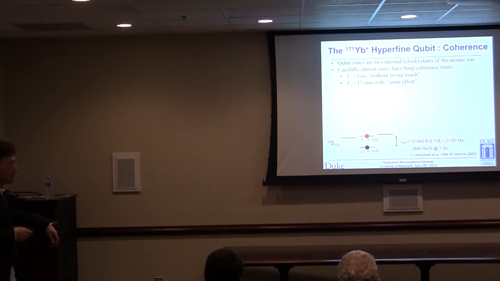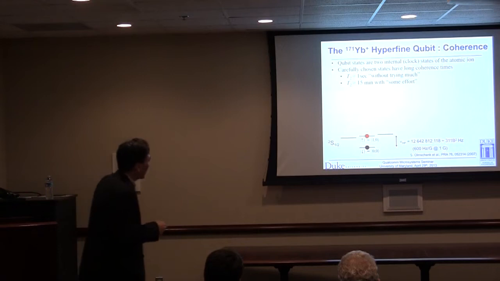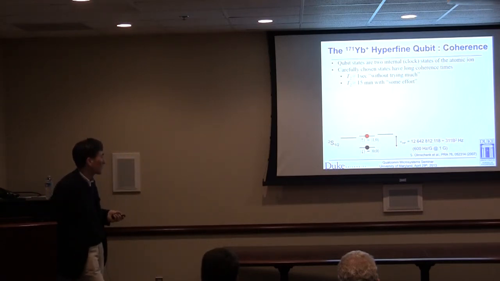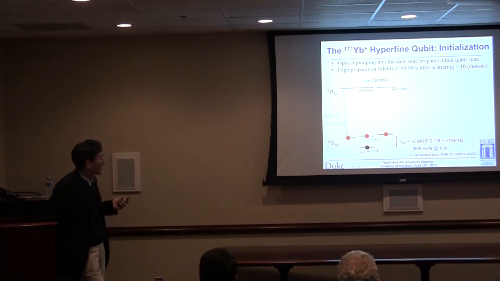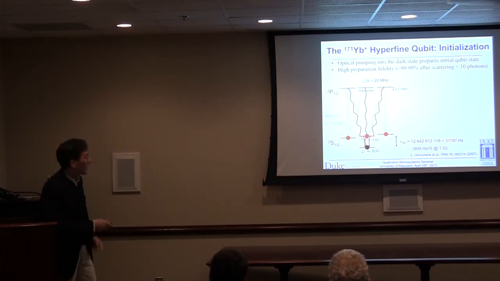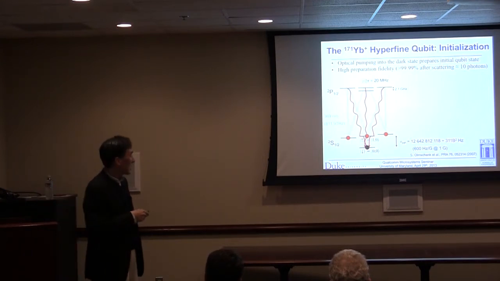And if you try to make some effort to shield excess fields and things like that, you can improve that coherence time by another 3 orders of magnitude or so. And then in order to manipulate them, we actually use an optical transition to this upper lying level. And the way you initialize it is you put a resonant light between this upper level and these 3 levels. And you can very effectively optically pump all of these populations down into this ground state. And after scattering only about 10 photons or so, you can actually get many nines of precision in doing that.